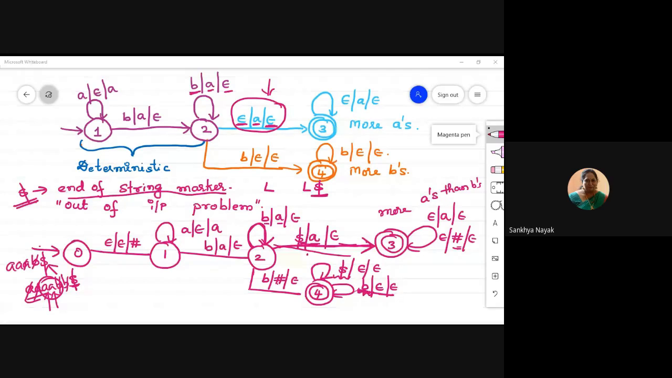Okay, so I have come to the chat section. Can you tell me if everything is clear? Next class we'll start with a fresh topic, conversion from PDA to CFG.